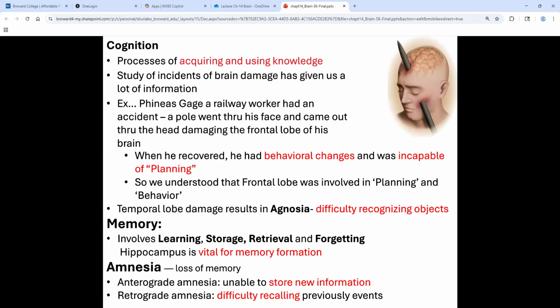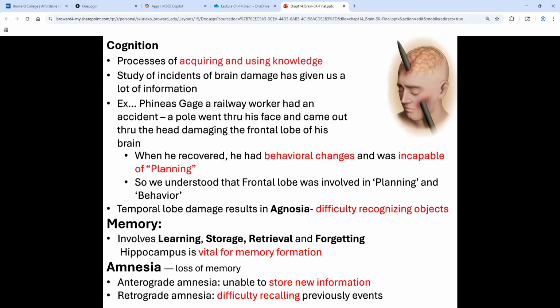Cognition. What is cognition? It's the process of acquiring and using knowledge. So now you're in the process of acquiring knowledge. Then your brain starts thinking, how can I use this information? What are the things I can do with this information? And this is done by different parts of the brain. How do you know which part is doing what?